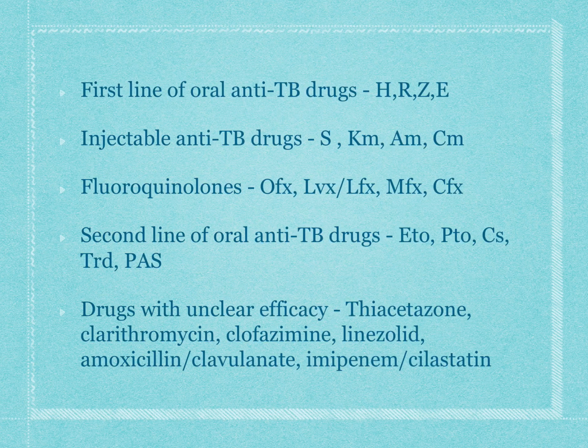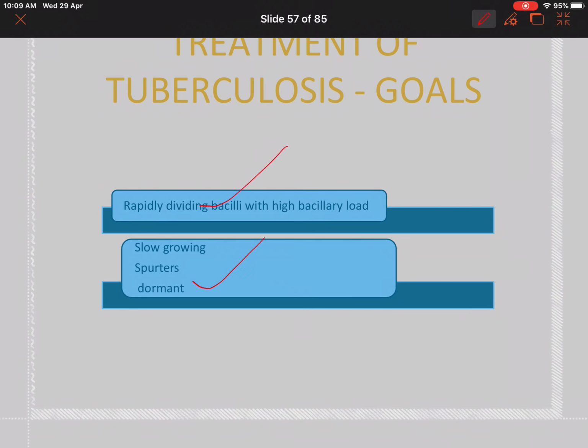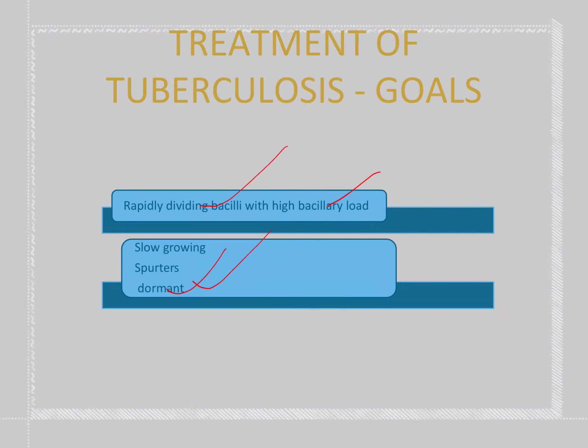We learn the first line of drugs along with what are the regimens under RNTCP and how these drugs are given. So we already know there are bacteria which are rapidly dividing and slowly growing. If we kill the rapidly dividing bacteria, the patient becomes non-infectious. To cure the patient, we need to kill the slow growing bacteria, and also we need to decrease the development of resistance.